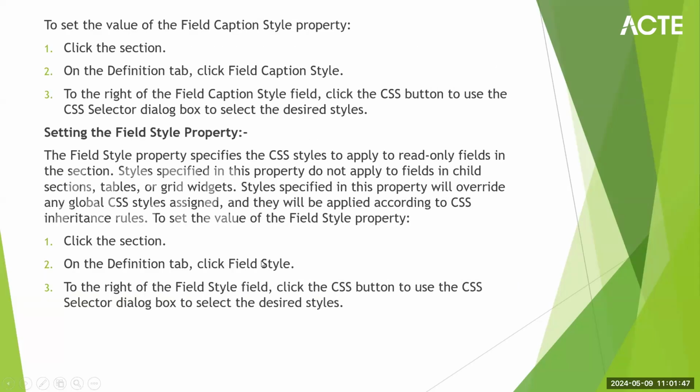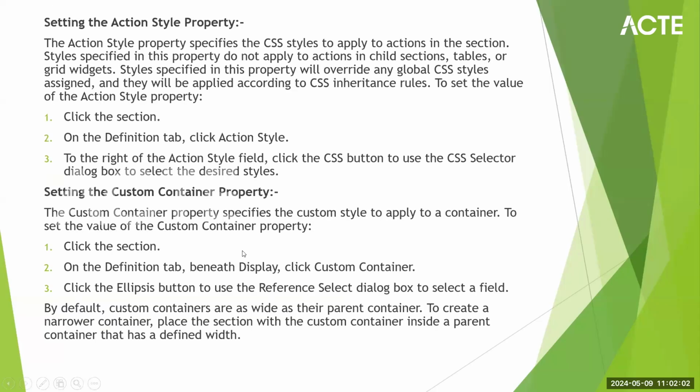For field values, if you wanted to give any specific CSS style, you can give this. Click on the section, on the definition tab, click field style. To the right of the field style, you can click the CSS button and a pop-up will appear. You can select the desired style you wish to display. And set in the action style property.